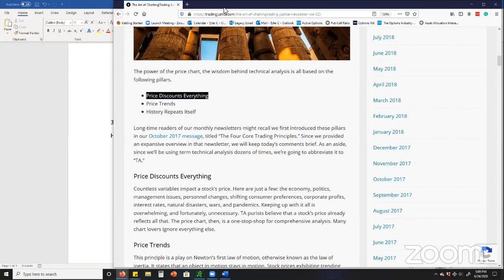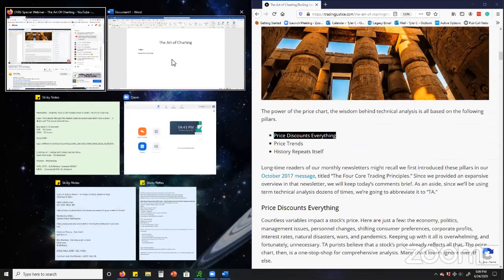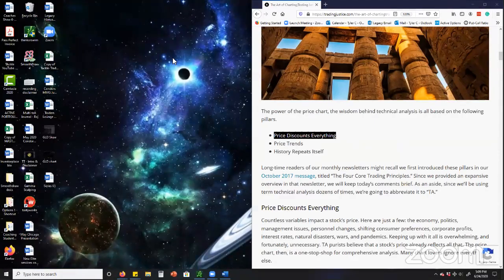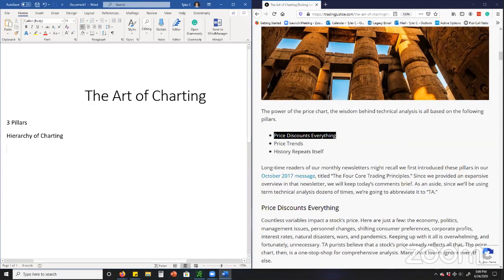And here's what I'm going to do. Let's put these side by side. I got a bigger screen. I think we've got room to do this. So 3 pillars of technical analysis, TA for short. Number 1, price discounts everything.